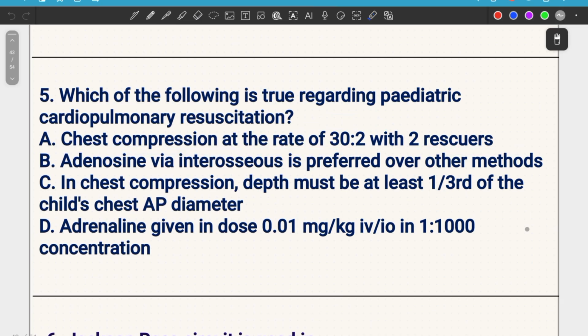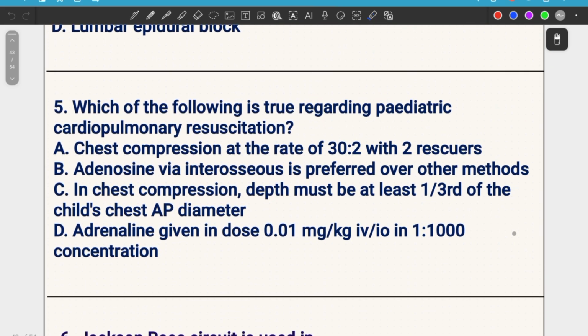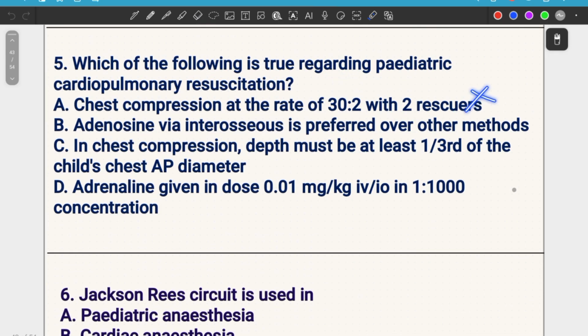You have to remember that when there are two rescuers, we will exchange very rapidly. That means if two persons are there to give CPR, the first person will give just 15:2. If only one person is there to give resuscitation, we don't have anyone else, so a single person will give 30:2. So here with two rescuers, it should be 15:2. So the first option is wrong.